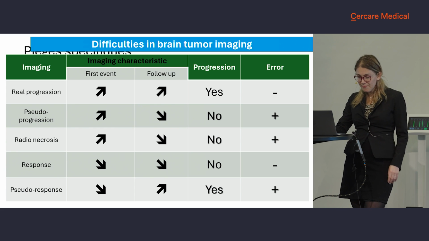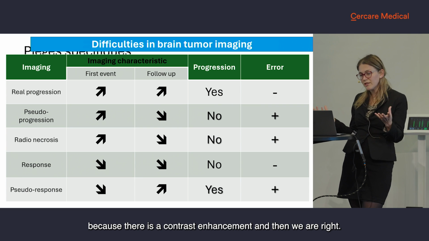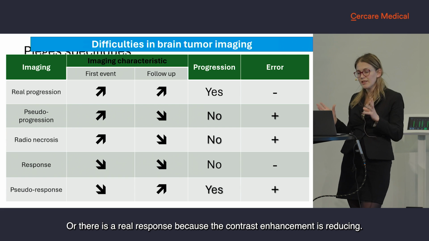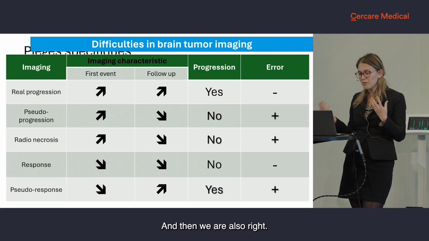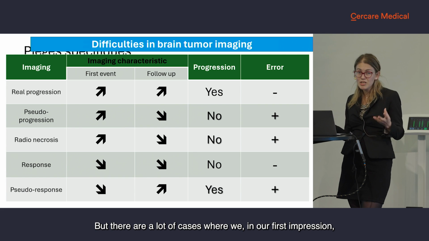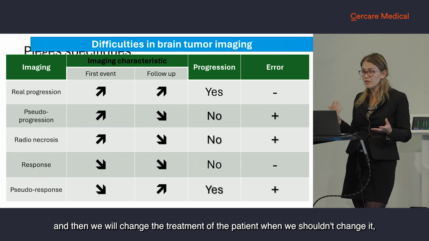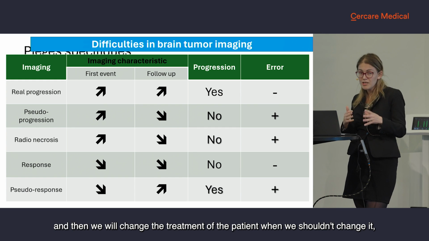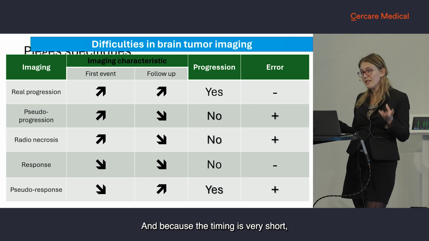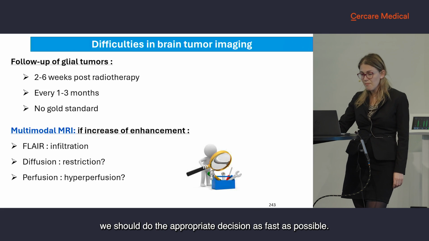Sometimes it's a real progression and we think it's progression because there is a contrast enhancement, and then we are right. Or there is a real response because the contrast enhancement is reducing, and then we're also right. But there are a lot of cases where our first impression, based just on morphological imaging, can be a mistake, and then we will change the treatment when we shouldn't, or will not give the appropriate one. Because the timing is very short, we should make the appropriate decision as fast as possible.